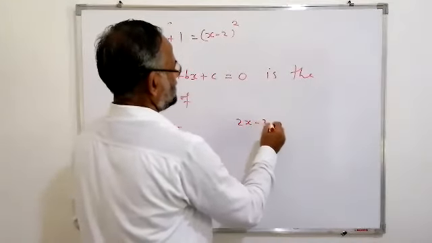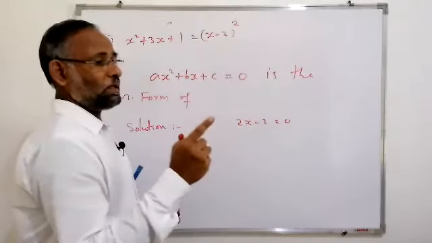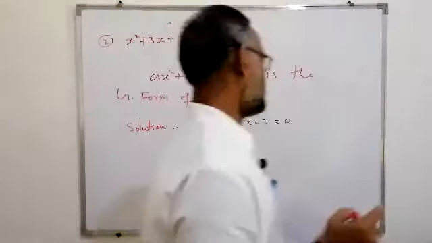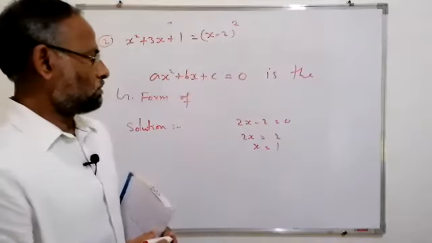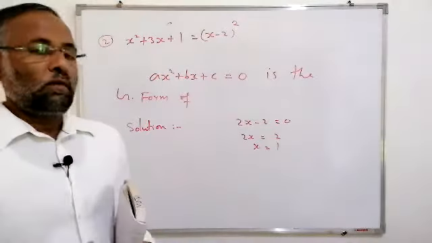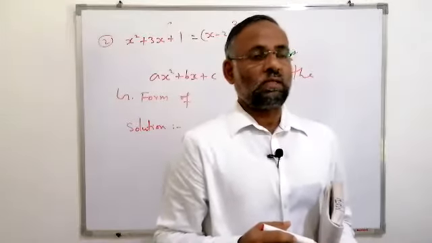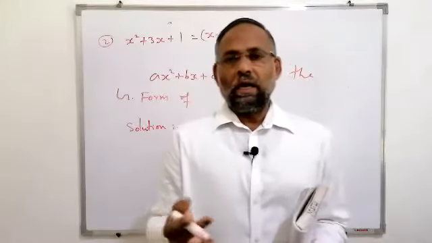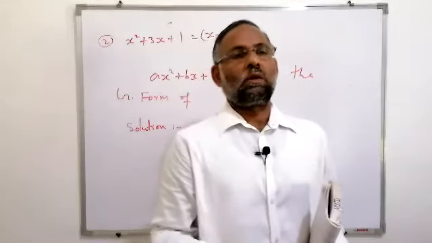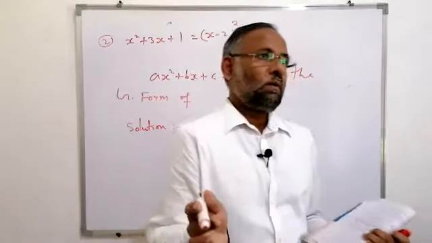2x minus 2 is equal to 0. A solution is the value of the variable which satisfies the equation. See here, 2x is equal to 2, so x is equal to 1 is the solution. 2 minus 2 is 0. Don't confuse: the zero of the polynomial, the solution and the root are all almost the same. Don't say power.